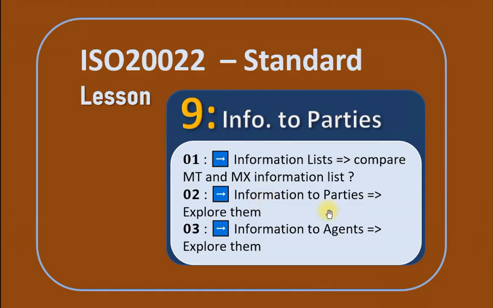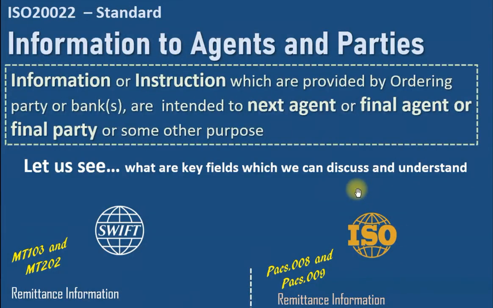First we will look at the information to the parties and then to the agent. So let's jump into that. Here we are trying to consolidate the different keywords that are there in MT and MX. Normally information or instructions which are provided by the ordering party or the bank need to be sent to the next agent or the final agent, or sometimes to some party. So let's see what examples or keywords are available.